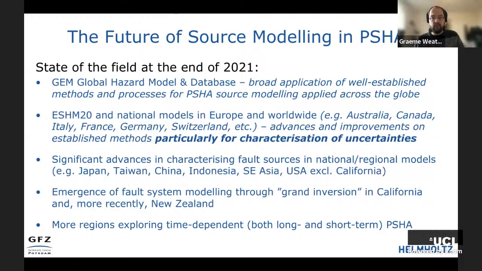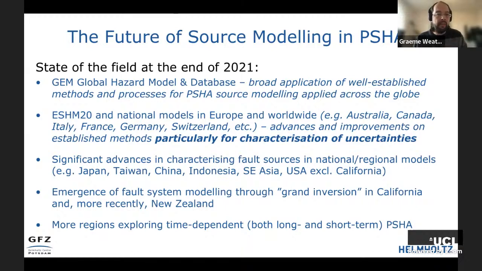So I'll just end on a few thoughts about where we are right now and what the future of the field is. The end of 2021 is actually quite an interesting point to stop and take perspective of what we actually have in terms of global hazard models around the globe.